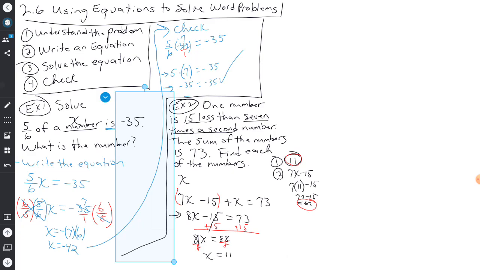Well, see, the only thing is right here when it says 15 less, that means that you're taking that away from the other part. Fifteen less, that's taking it away. So we're taking it away from 7x.